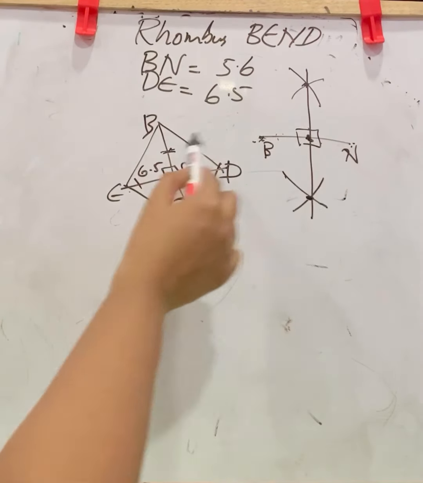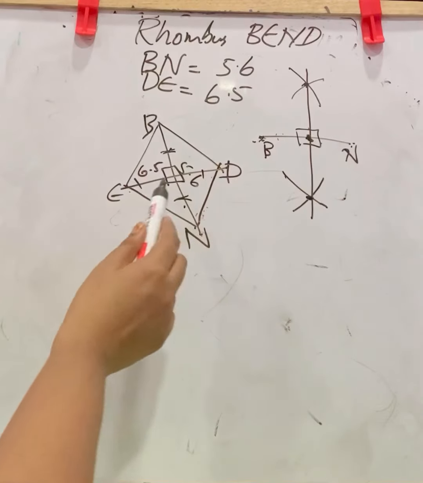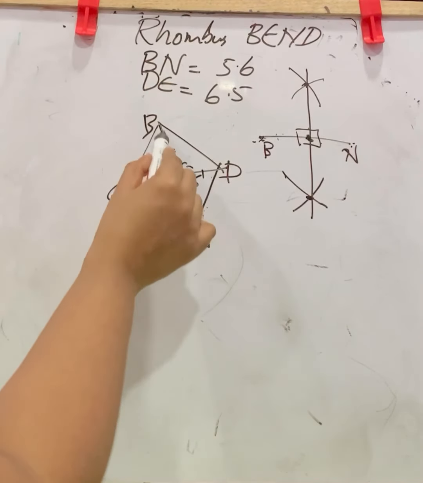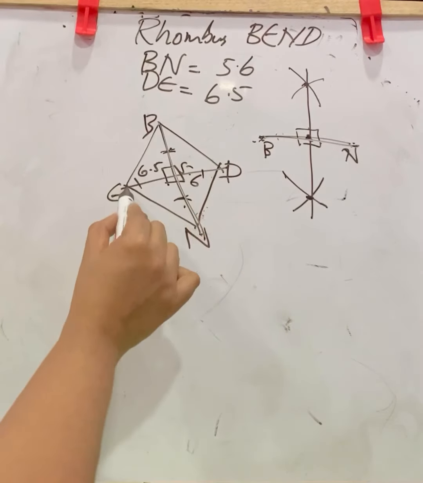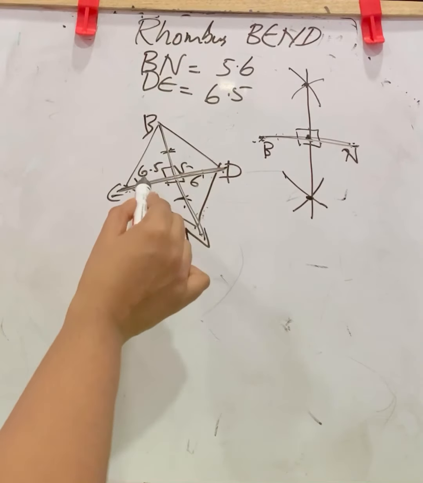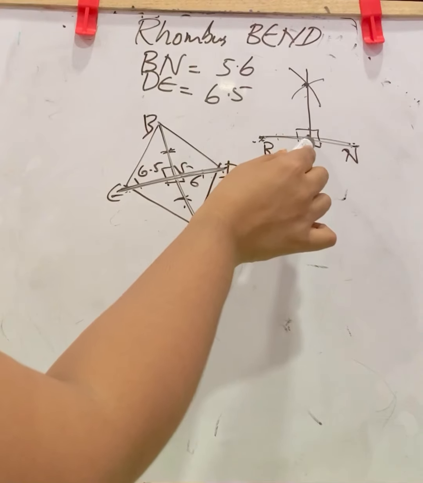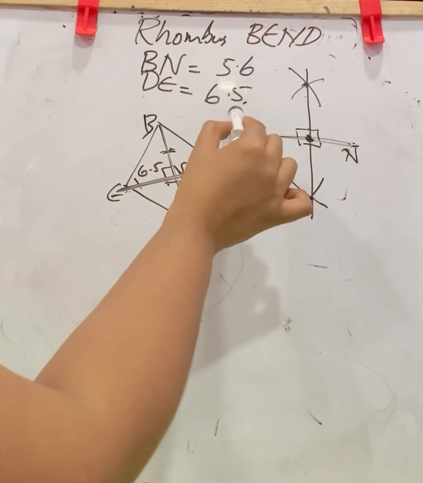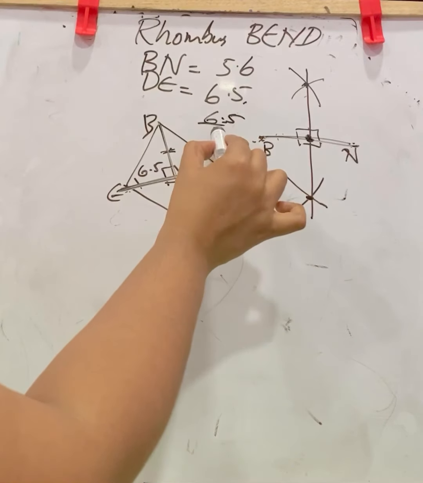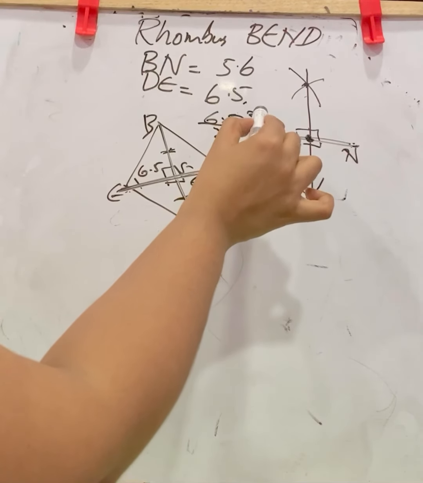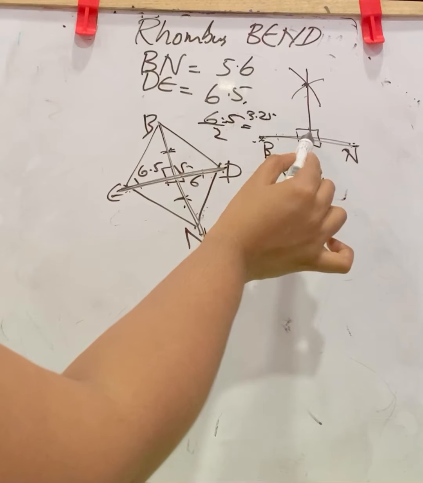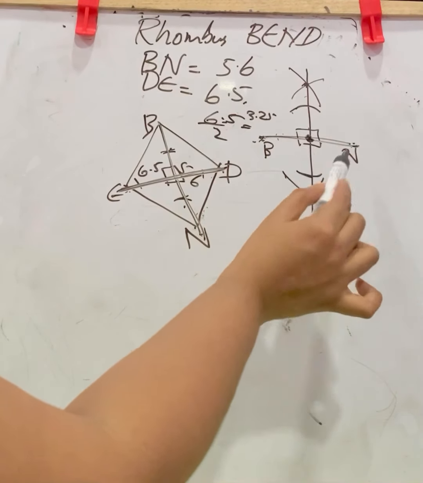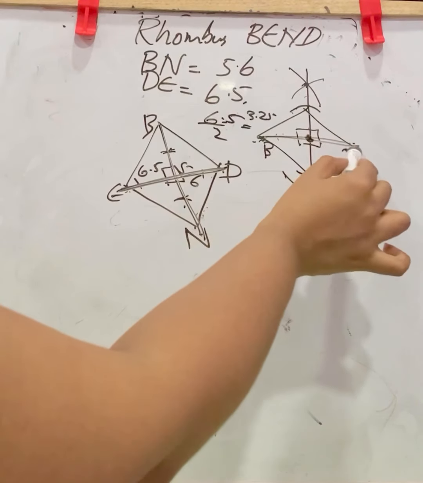Now we need to draw DE. That is 6.5. This is the bisector. So we want to take half of 6.5. Half of 6.5 is 3.25. You will draw an arc here taking the measurement 3.25 and here 3.25. Then join it. You will get the rhombus.